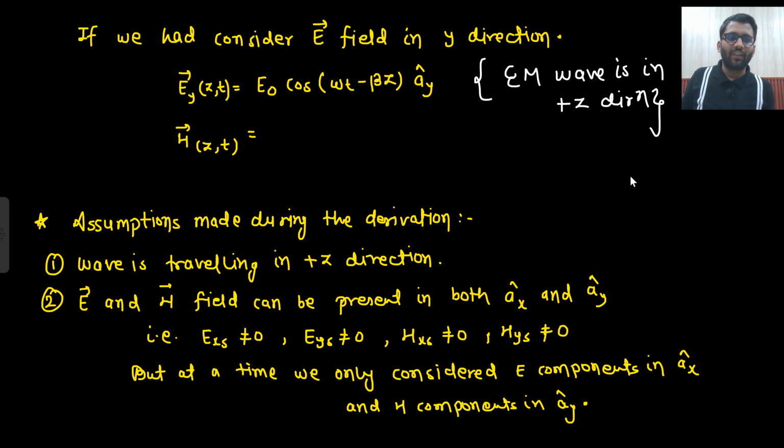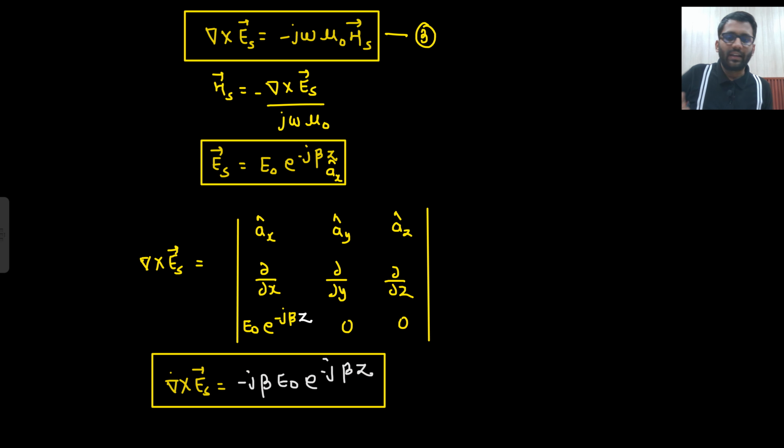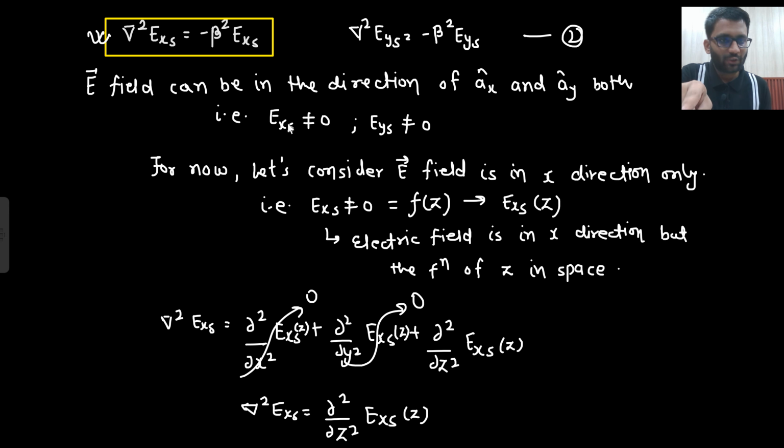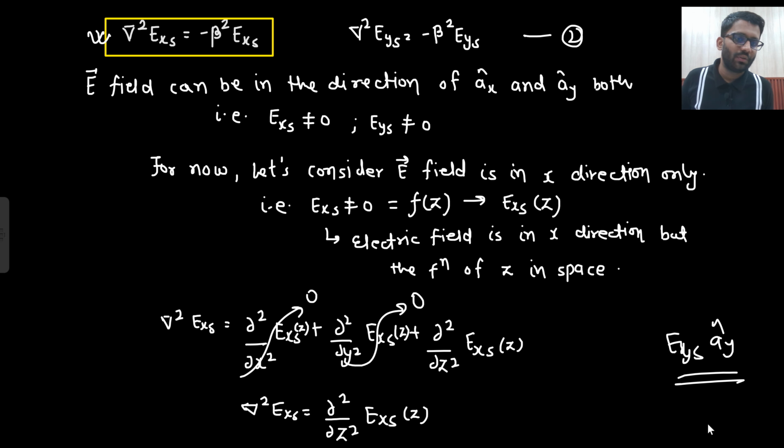The direction of the EM wave is positive z. Now what did I say? Here I said that there will be two components, an x component as well as a y component. But I solved for the x component only. Certainly there will be a y component as well, like E_y, so E_s in the a_y direction will also be non-zero. So the electric field will be there in the y component as well.